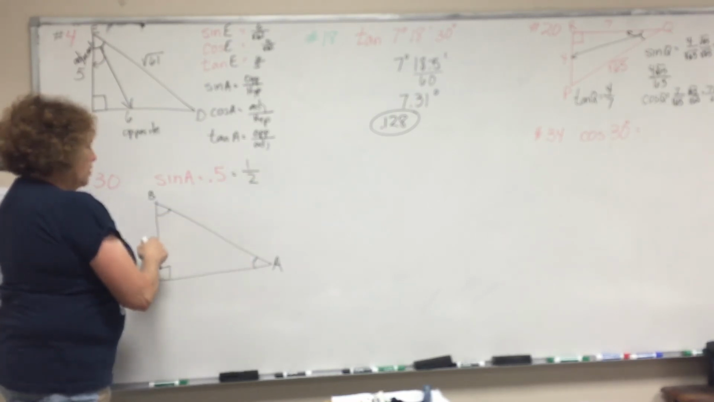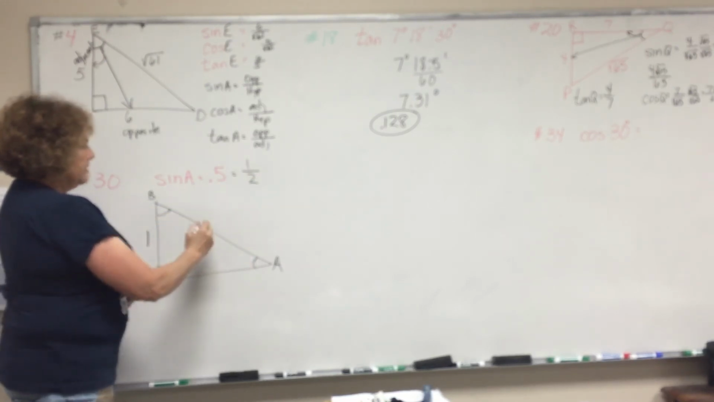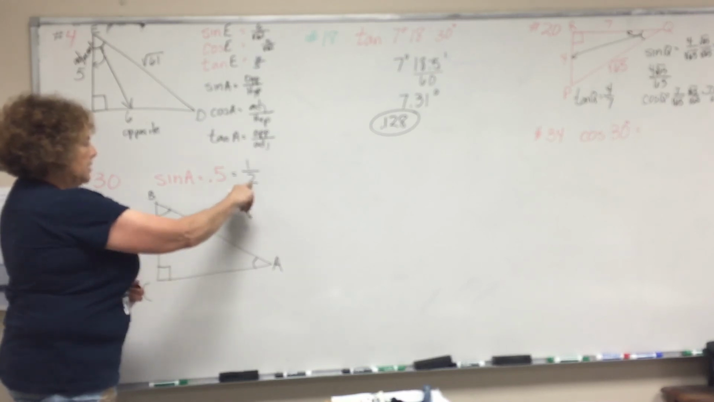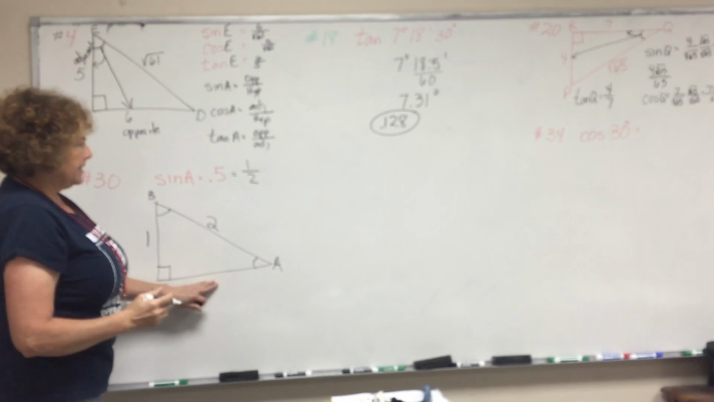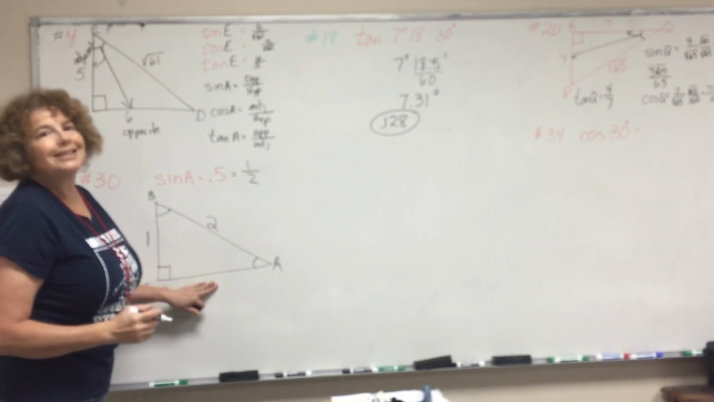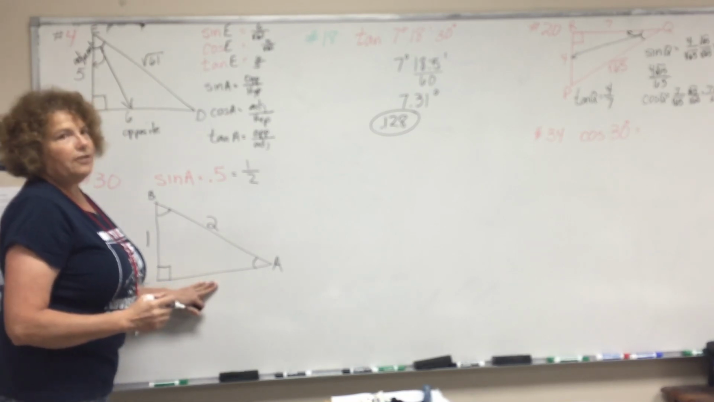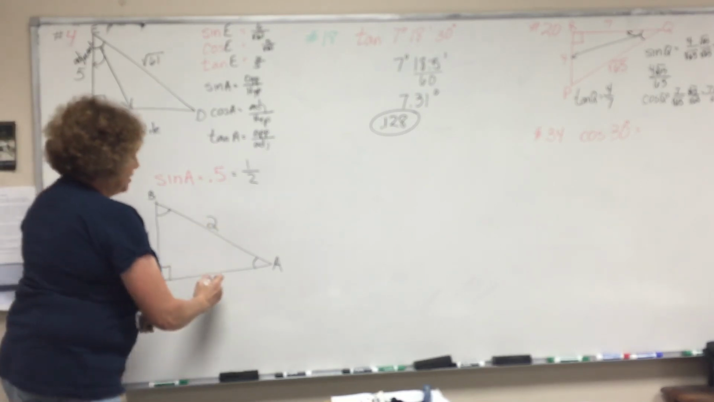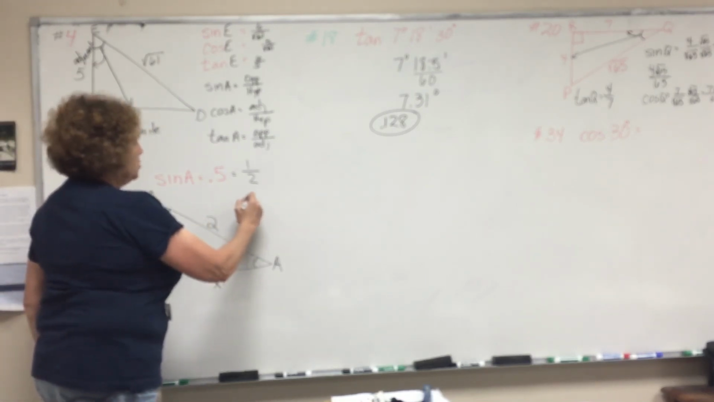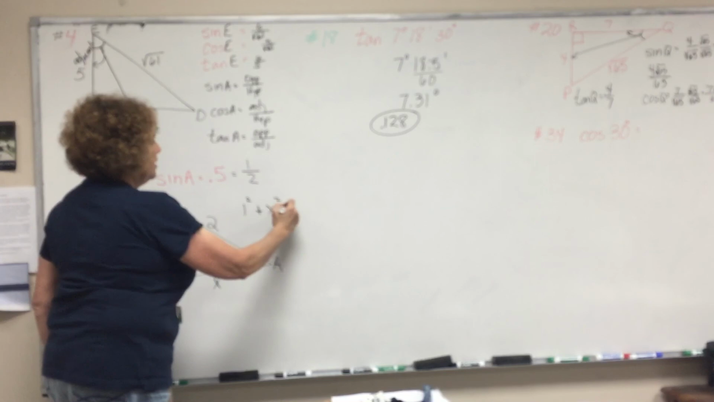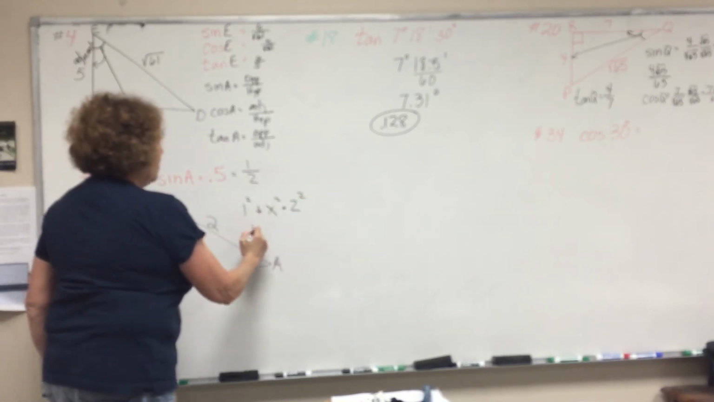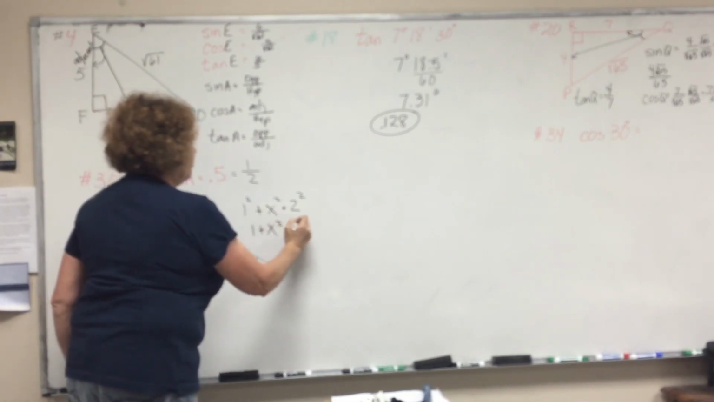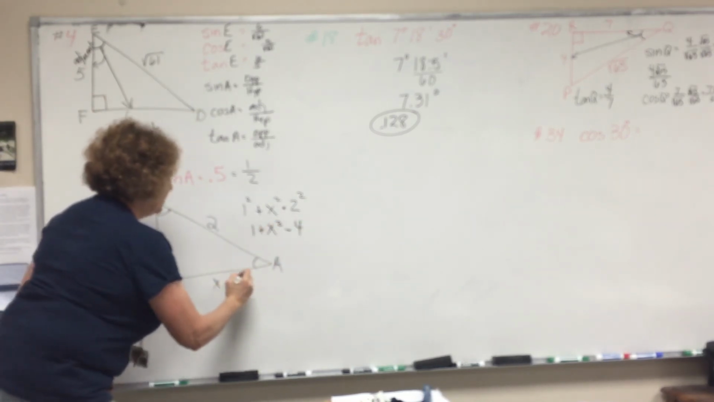So we go across from A and put a 1. The hypotenuse would be 2. And then just use the Pythagorean theorem to find this. Now, if you remember your 30, 60, 90 triangle, you don't have to use the Pythagorean theorem. But let's pretend you don't remember it. So 1 squared plus x squared equals 2 squared, because the hypotenuse is always on the side. 1 plus x squared equals 4, and you would solve this as square root of 3.